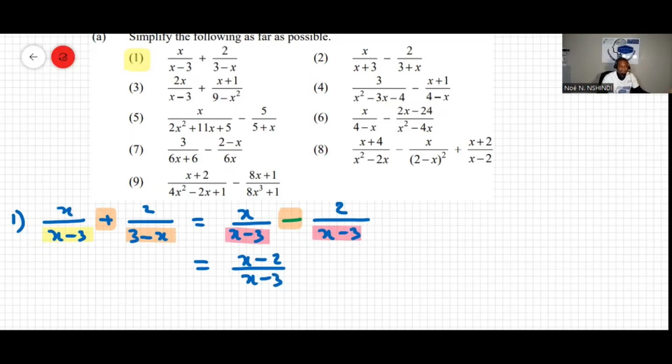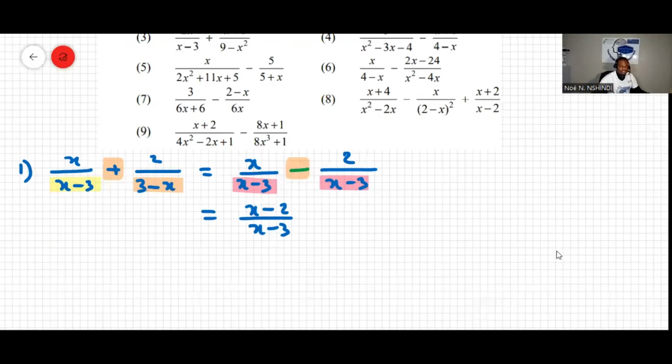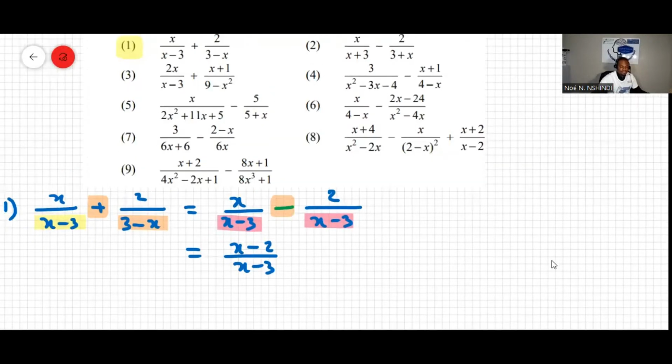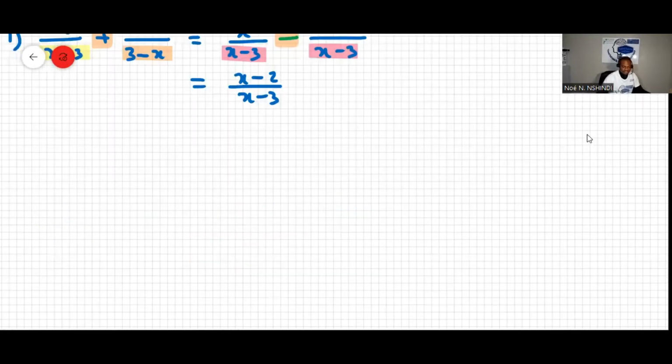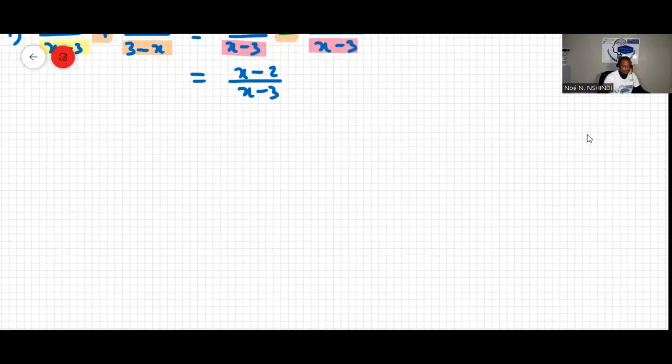Okay, question 2, I'll leave question 2 out because the denominators here are the same. x plus 3 is the same thing as 3 plus x, so we just do x minus 2 over x plus 3. Okay, now let's do question 3. Question 3 says 2x over x minus 3 plus x plus 1 over 9 minus x squared. So I'm going to write it over here. Question 3.